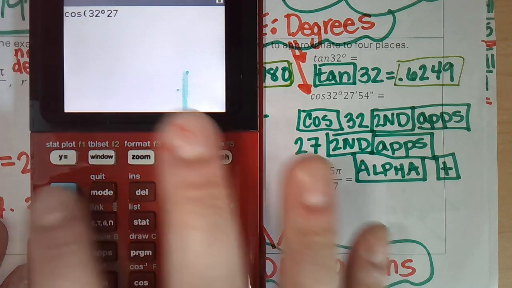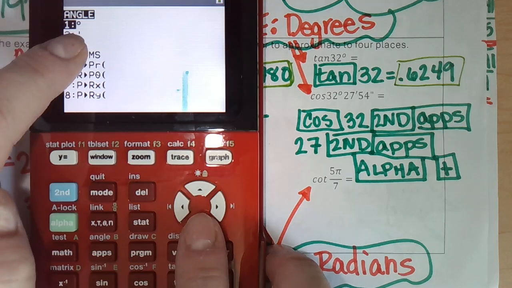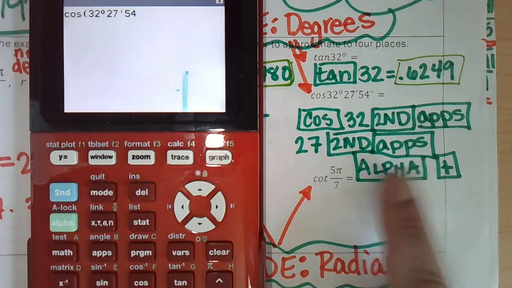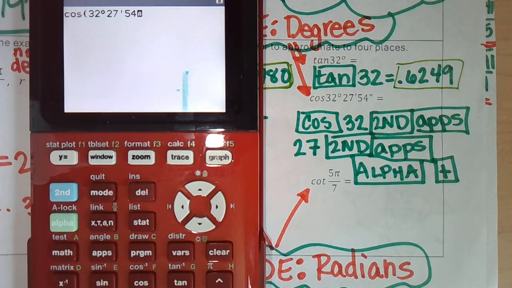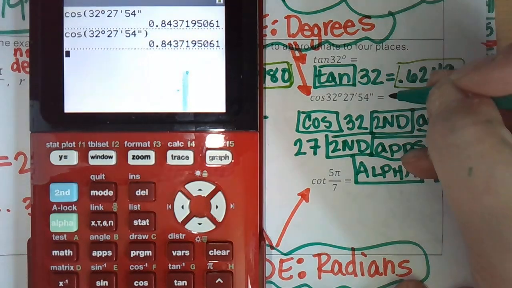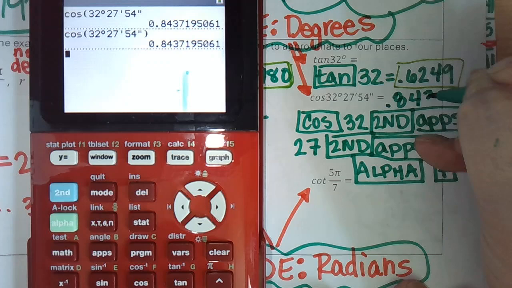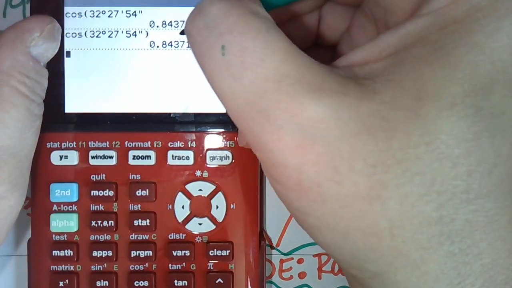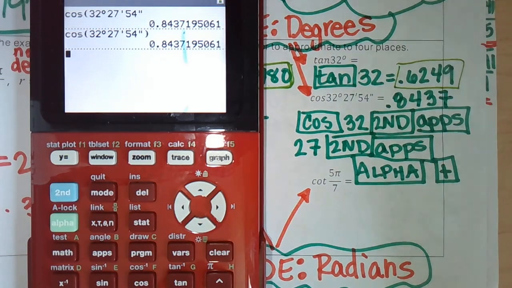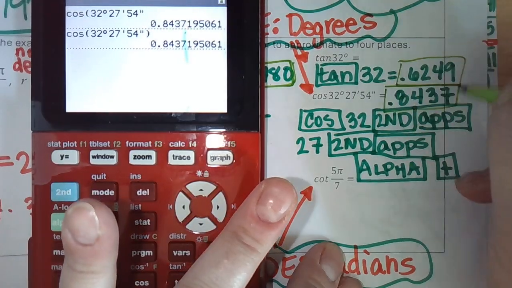Okay, so let's see, we're having cosine 32, second apps, enter, okay. Then 27, second apps, go down to the first tick mark, got it. Then 54. Now we have to press alpha plus. Alpha, plus, parenthesis. And you don't have to close the parentheses. It shouldn't make a difference. Yeah, same thing. Okay, so we get 0.8437, and then the 1 tells us to calm down and stay at that 7.